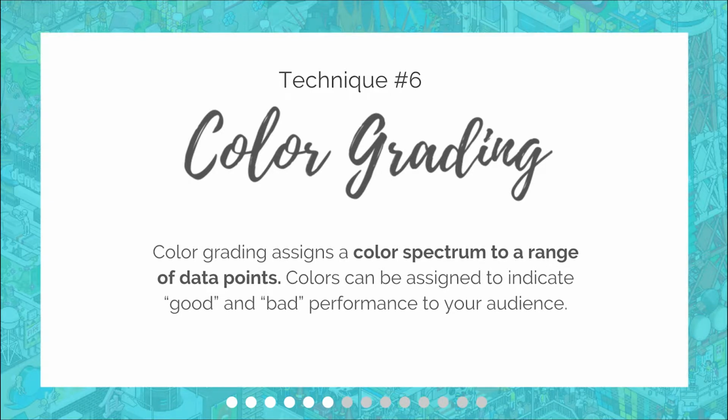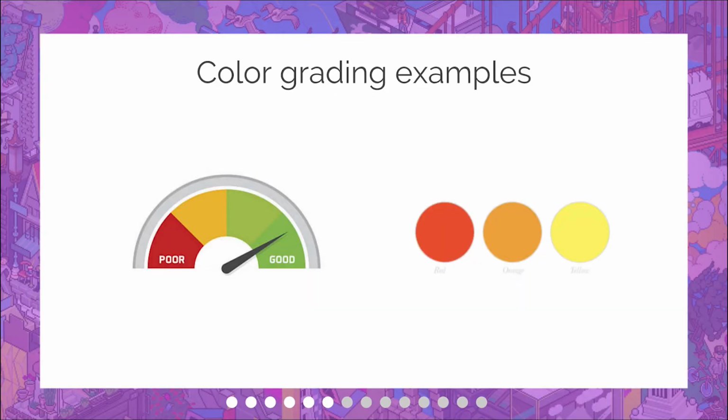Color grading assigns a color spectrum to a range of data points. Colours can be assigned to indicate good and bad performance to your audience. It is dirt simple. Here are some colour grading examples. On the left, you can see a simple dial type of colour grading, like you would see on a dashboard or you see in fire ratings. It's really easy. Red indicates poor, yellow's kind of in the middle, and green indicates good.